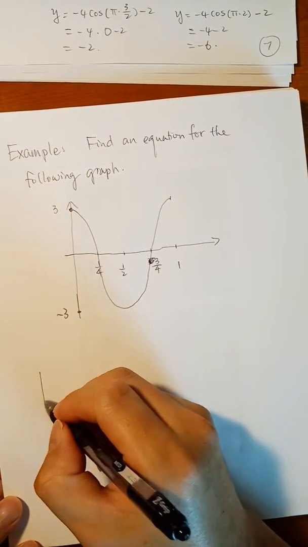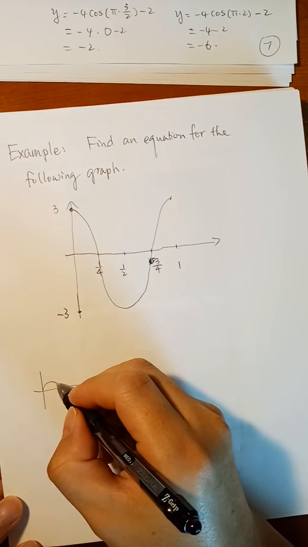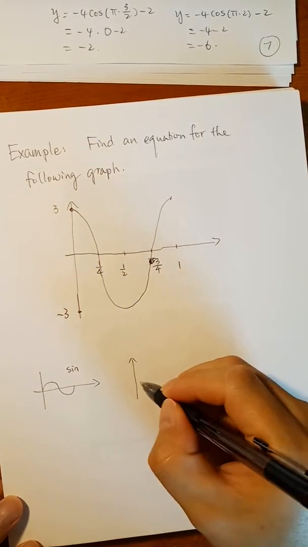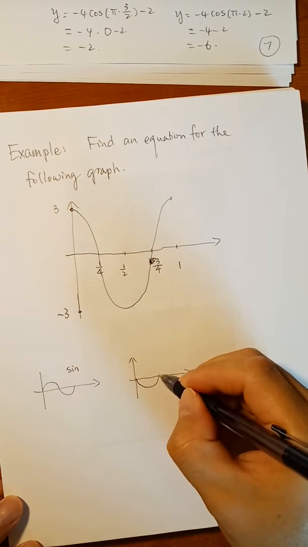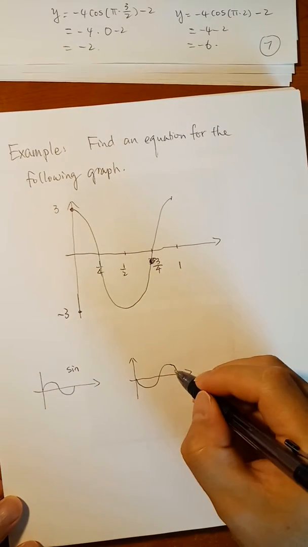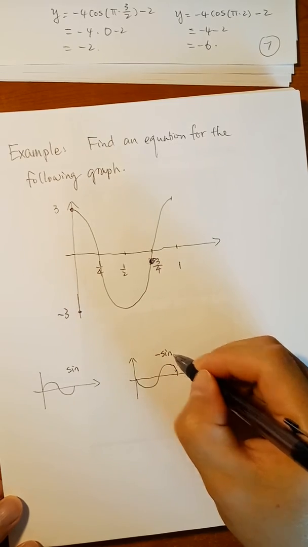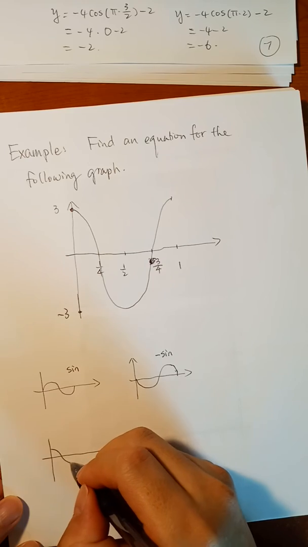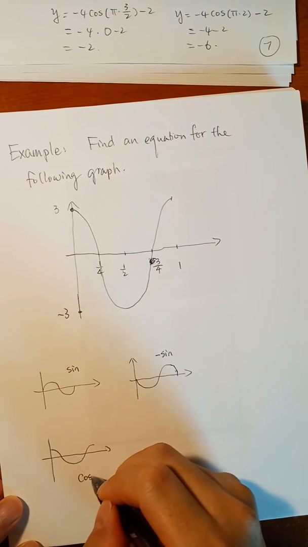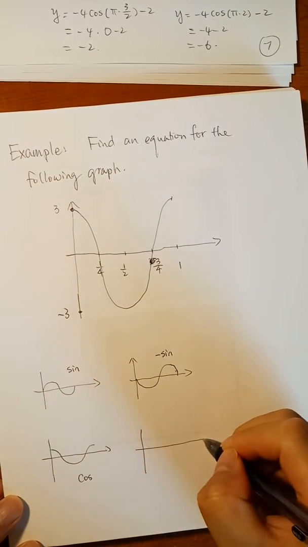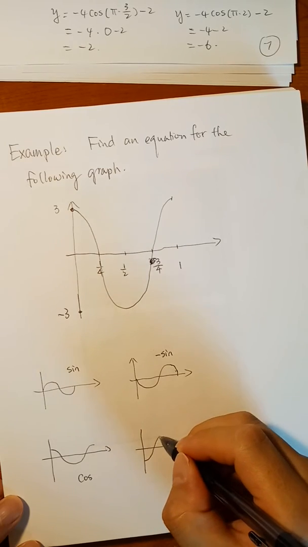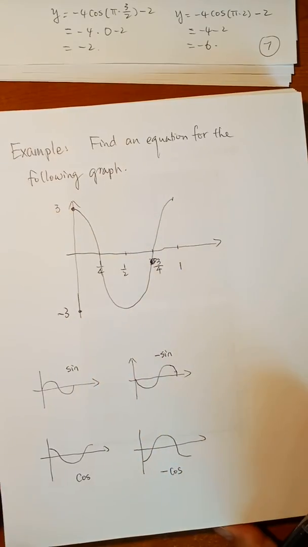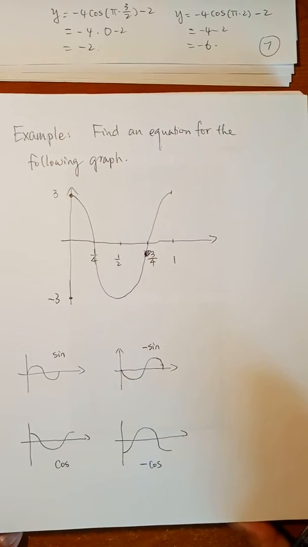Okay, let's see this. If you have this way, it's a sine. If you have this way, this is a negative sine. If you have this way, this is cosine. If you have this way, it's negative cosine. Okay, so that's the four patterns, four graphs.